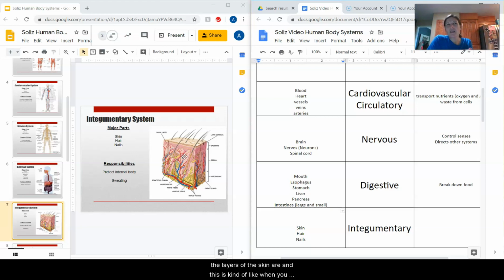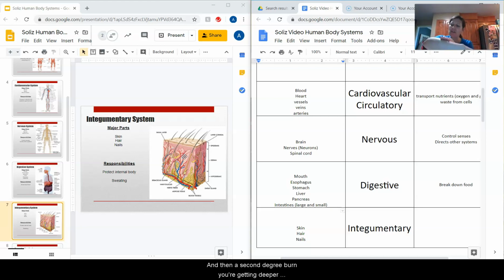And this is kind of like when you hear about, "Oh, it's a second-degree burn. It's a third-degree burn." It's basically talking about what layer of the skin did they get to? And the higher the number, the more layers they burned off. So if it's a first-degree burn, you probably just burned that outer layer of your skin, your epidermis.